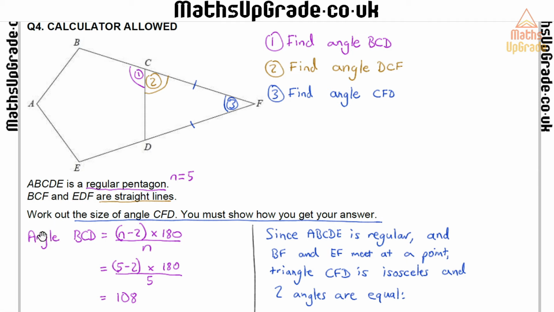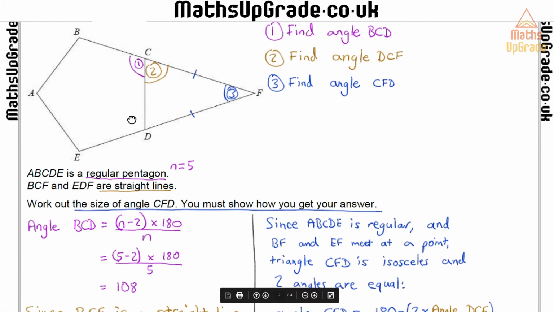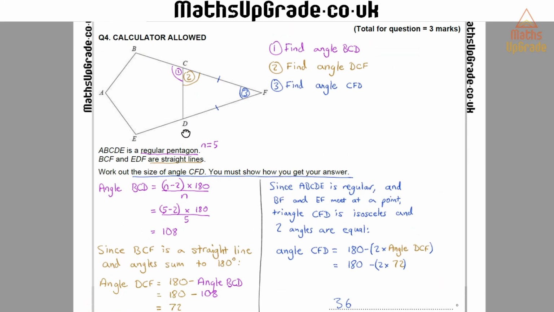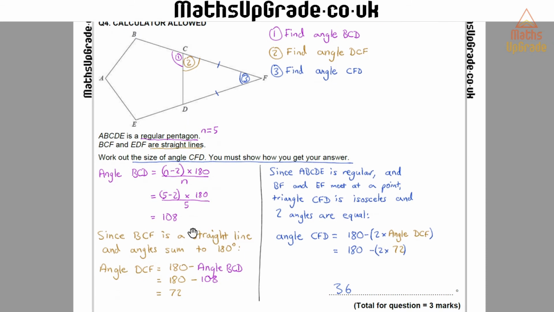First of all, angle BCD. Since it's a regular pentagon, I can just do the number of sides, subtract 2, times 180, which gives the sum of angles, and divide by the number of angles, because they're all equal as it's regular. That gives me 108 degrees, so angle 1 is 108. Now, since BCF is a straight line, to find angle 2 I use the fact that angles on a straight line sum to 180 degrees. So 180 take away 108 gives me 72. That angle there is 72 degrees.